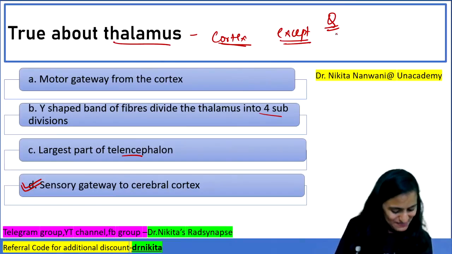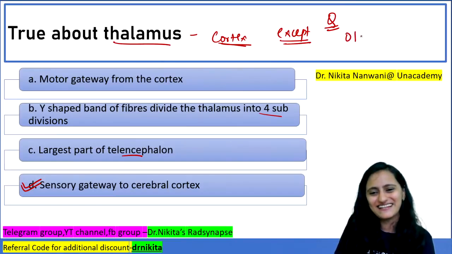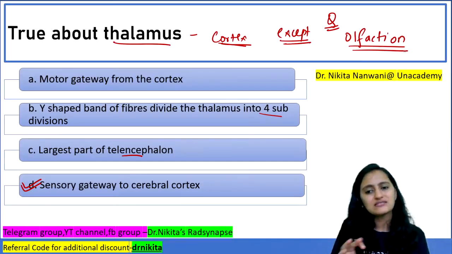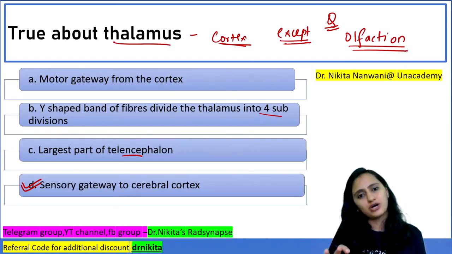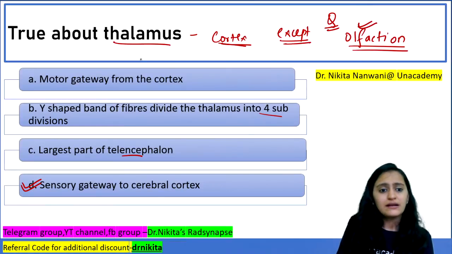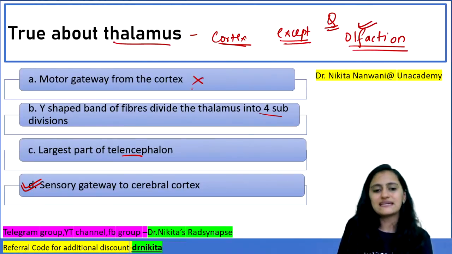Which is that? Very good, Jayansh. Absolutely right. That is what I was asking. That is olfaction. Okay. So olfaction indirectly passes, but not directly. The afferents do not go through the thalamus. So remember, the exception is olfaction. Now, motor gateway, no, it is the sensory gateway.